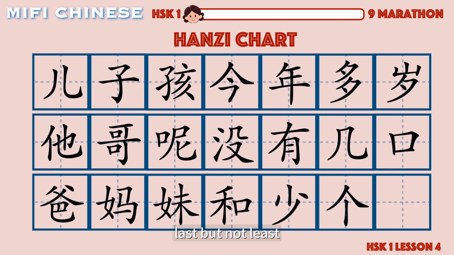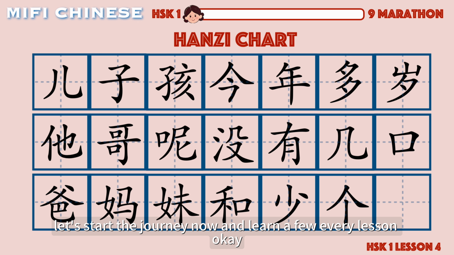Last but not the least, here is the Hanzi chart for lesson 4. So you should be able to recognize these Hanzi after this lesson. Remember, according to the official new HSK standards, you should be able to recognize more or less 300 Hanzi to accomplish HSK 1. So let's start the journey now and learn a few every lesson.